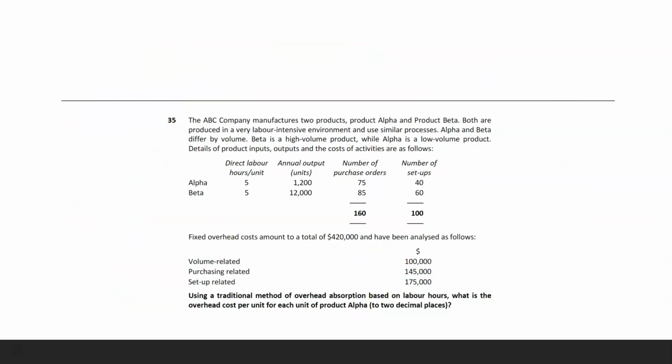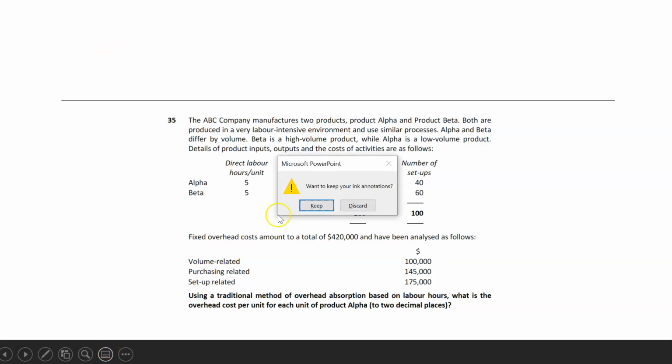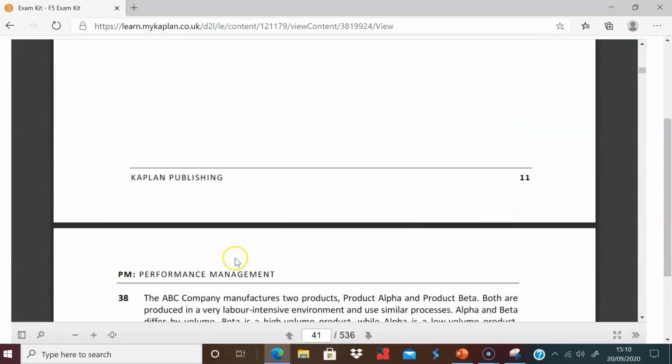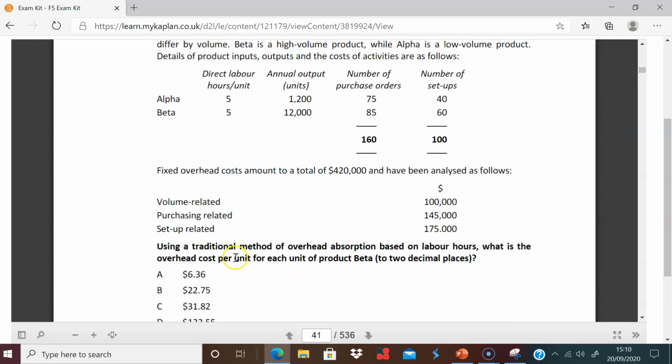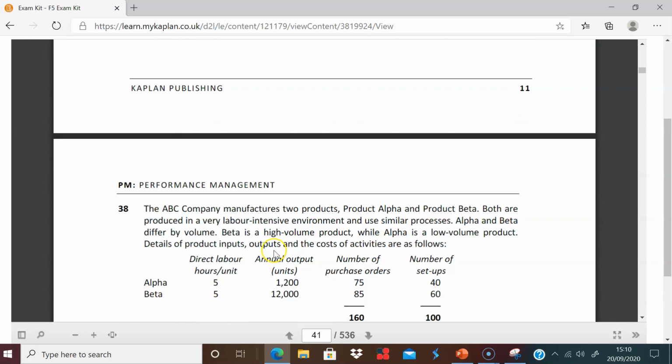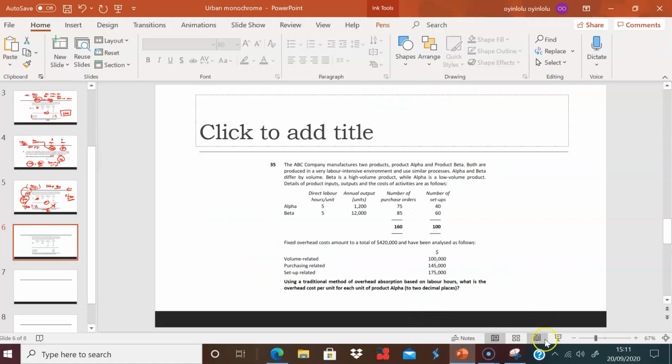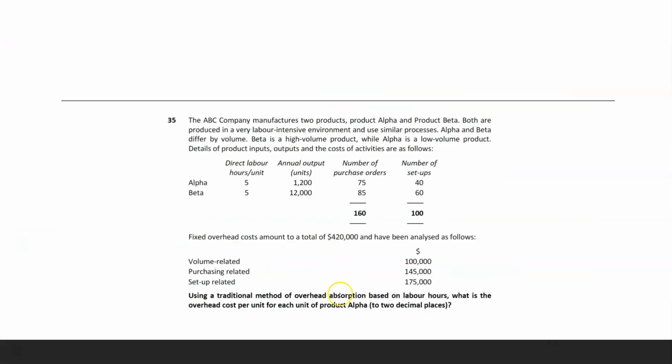Okay, great. And actually, this is important because I've just been copying and pasting. It's important to see what the actual question is. It's the same data. I thought that would be faster, but actually not. The final question here, for this short session, says it wants to know, using ABC, what is the overhead cost per unit for each unit of alpha, but this time using ABC. So this time I'm using ABC.